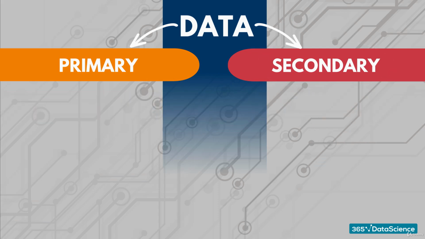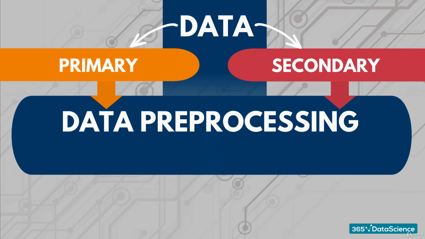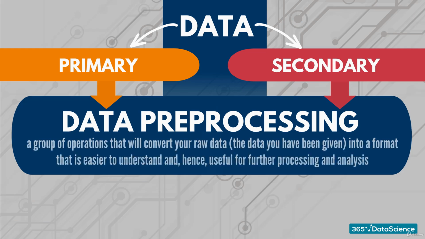Okay, great. Now, regardless of whether you are dealing with primary or secondary data, you will have to do data pre-processing. Data pre-processing is an essential part of every quantitative analysis. It is a group of operations that will convert your raw data, that is, the data you have been given, into a format that is easier to understand and hence useful for further processing and analysis.